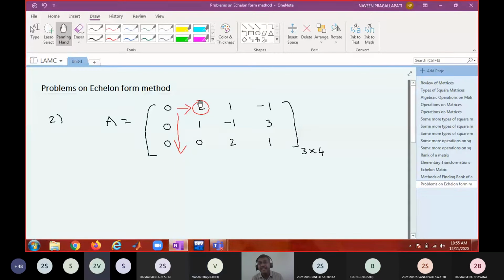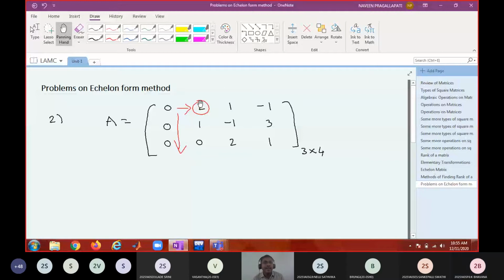Pivot. What is your next task? The elements under the pivot should be 0. That means you have to make these two entries 0. Already this entry is 0. Therefore, you have to apply this operation. Don't write. Just listen to my words. So you will be applying row operations to make this entry 0.